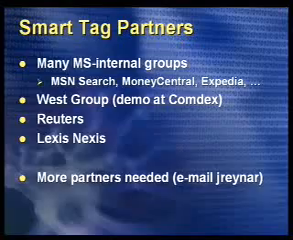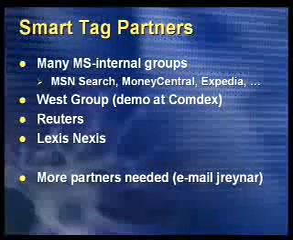Smart tags are really about extensibility, and as a result, the big push within Office is to find partners and to have partners that we're working with by the time we launch. In fact, we already have a number of partners lined up, and if you saw the Comdex Bill G keynote and the Office demo that was part of that, you probably saw the demo from West Group. But in addition to West, we have a number of groups internal to Microsoft, MSN Search, Money Central, Expedia, and a number of other people that we're talking to about building smart tag recognizers, building smart tag actions.